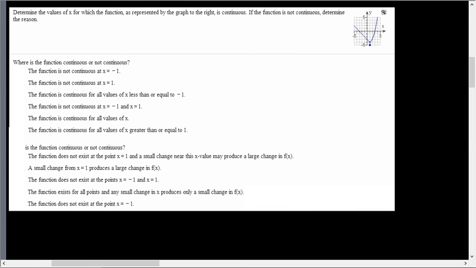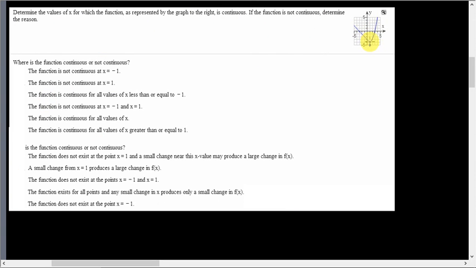Alright, this one says, determine the values of x for which the function as represented by the graph to the right is continuous. If the function is not continuous, determine the reason. So determine the values of x for which the function is continuous. Okay, so we want to know where it's continuous along the graph.